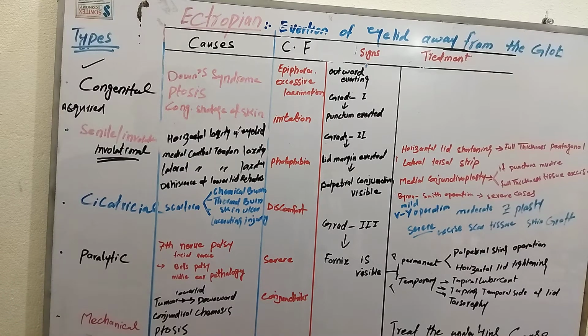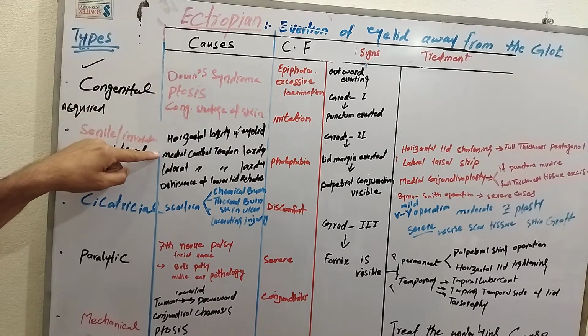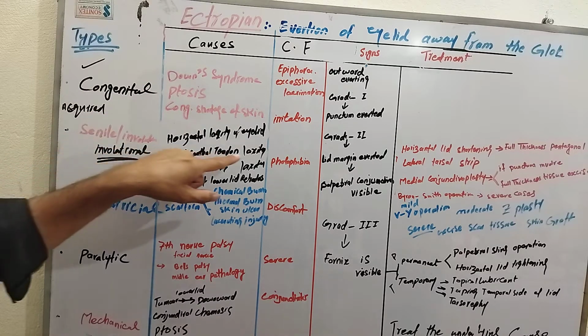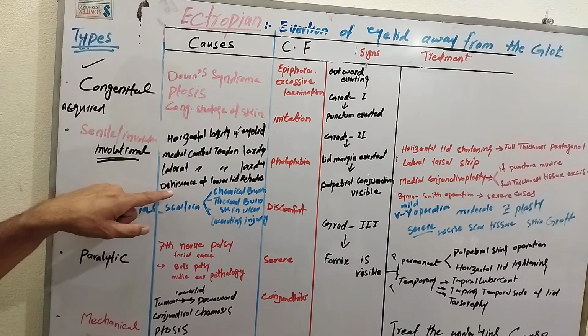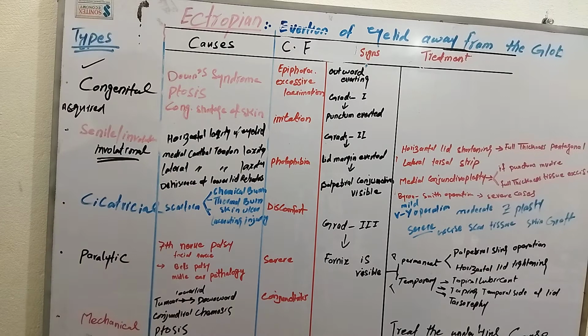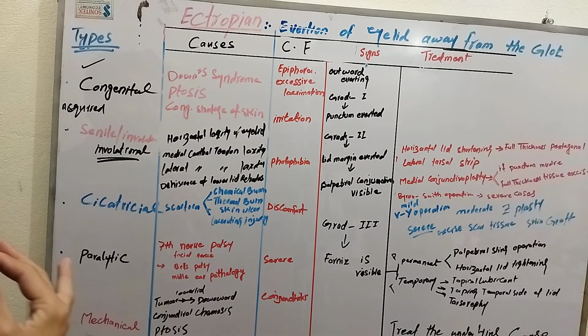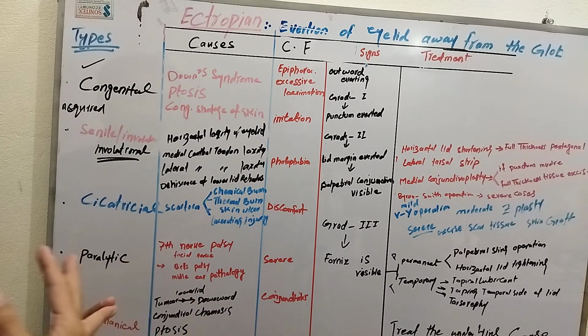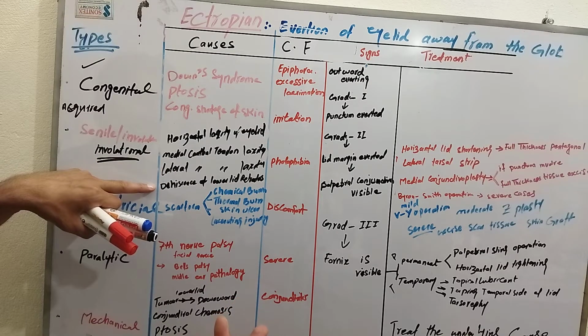What is the first cause? Horizontal laxity of the eyelid is the first cause. Medial canthal tendon laxity, lateral canthal tendon laxity, dehiscence of lower lid retractors. There are four causes of senile ectropion: horizontal lid laxity, medial canthal tendon laxity, lateral canthal tendon laxity, dehiscence of lower lid retractors.